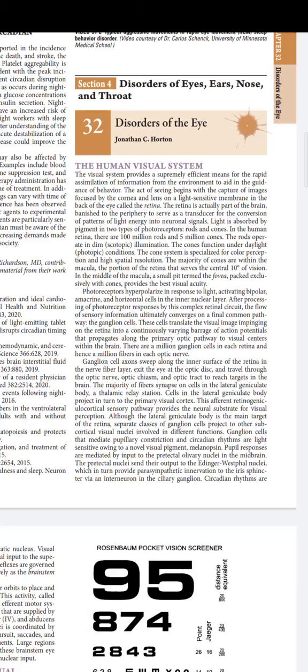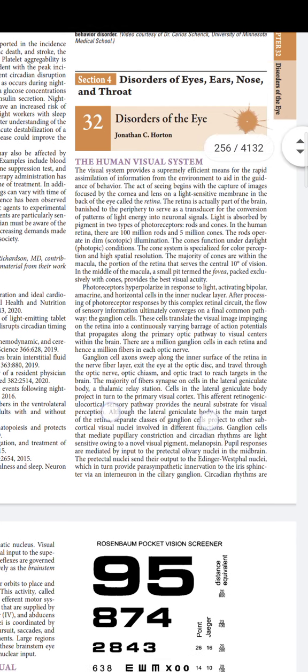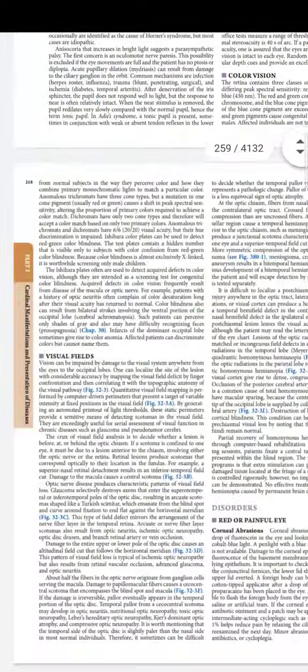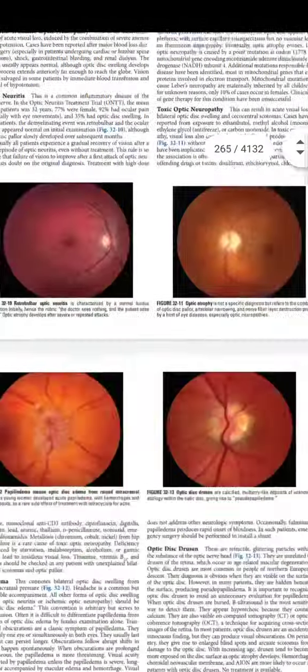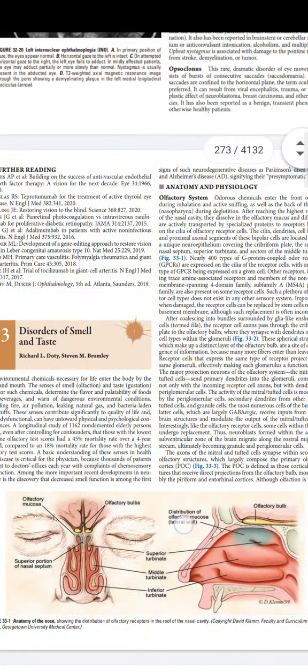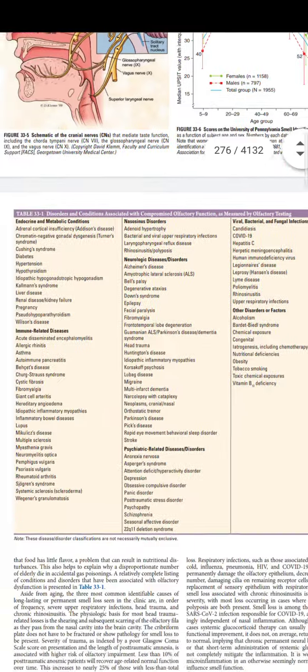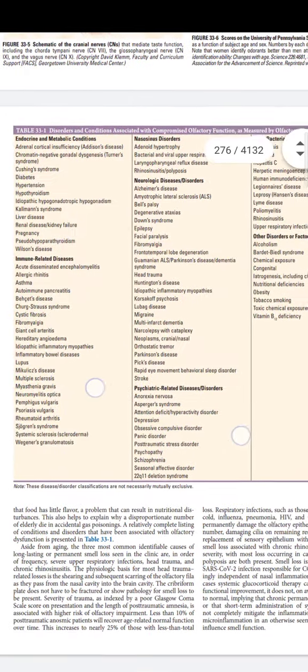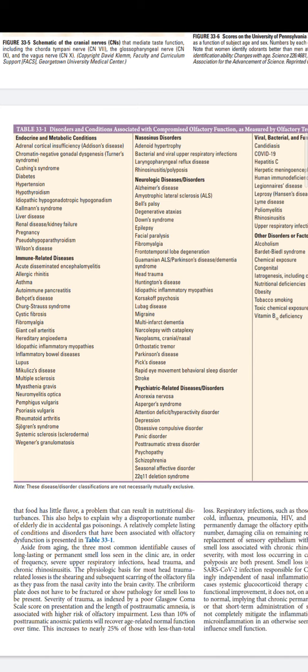Okay, let's finish up with section 4 and section 5 of part 2 of Harrison's 21st edition. There is not much change in the eyes and ears, but nose and throat has been changed a lot. So disorders of the eyes is the same, there is not at all any change. And in disorders of smell and taste, this table 33.1 has been rearranged and many subclassifications have been done.